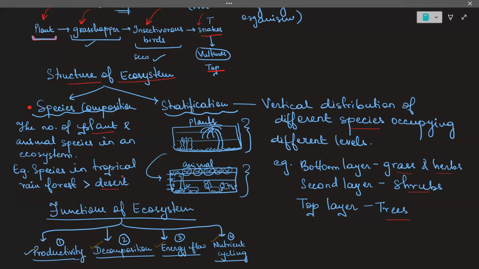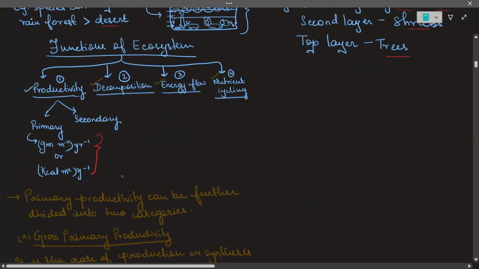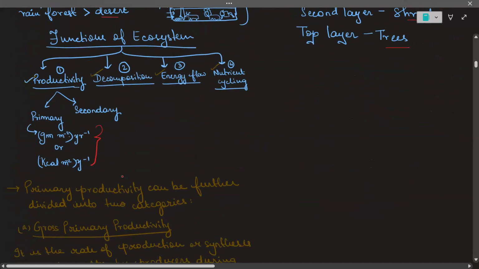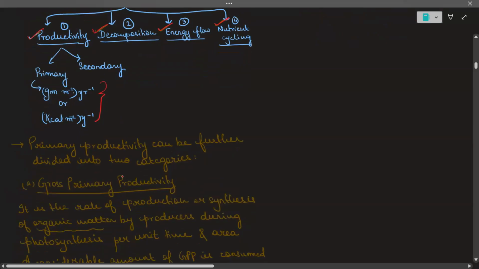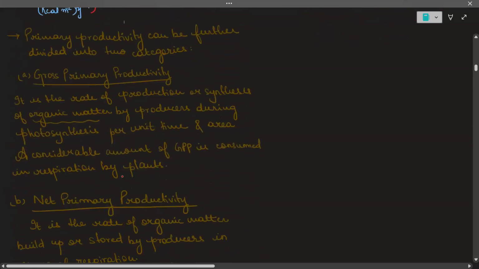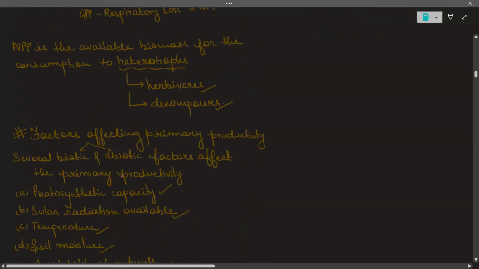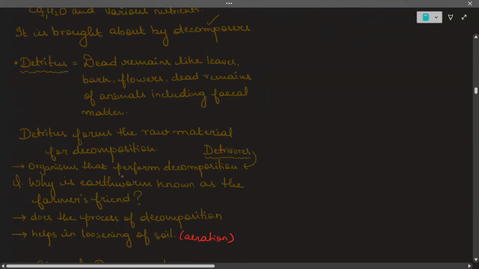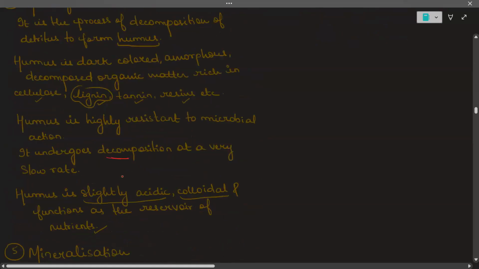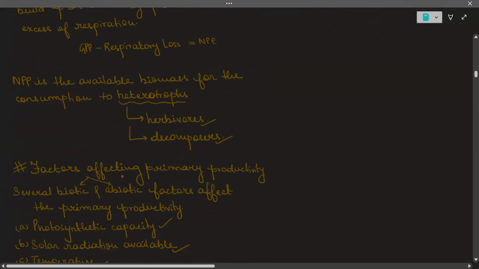Then we have the functions of the ecosystem. The ecosystem has four major functions: productivity, decomposition, energy flow, and nutrient cycling. Now, productivity means how much organic matter is produced by the plants. That is called productivity. When we talk about productivity, it can be primary productivity and secondary productivity.